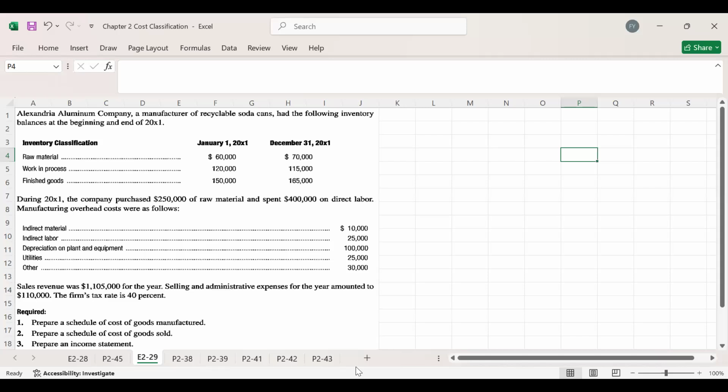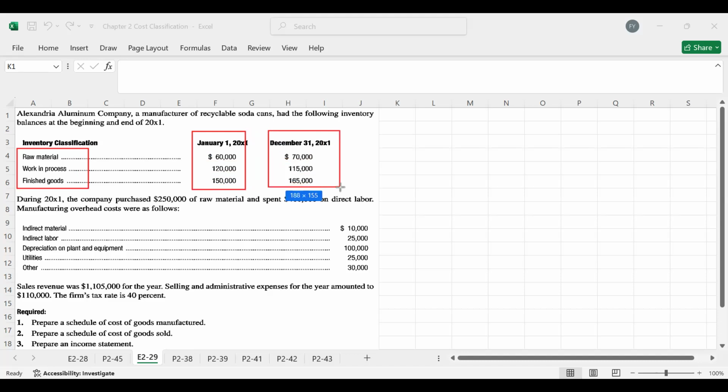Here we have the Excel sheet, and the problem or exercise is 2-29 from the book Managerial Accounting by Ronald Hilton. So here you can see the problem. In this problem, what is given? First of all, it is a manufacturing company, and three inventories are given: raw material, work in process, and finished goods. We have opening inventories, and we have closing inventories.